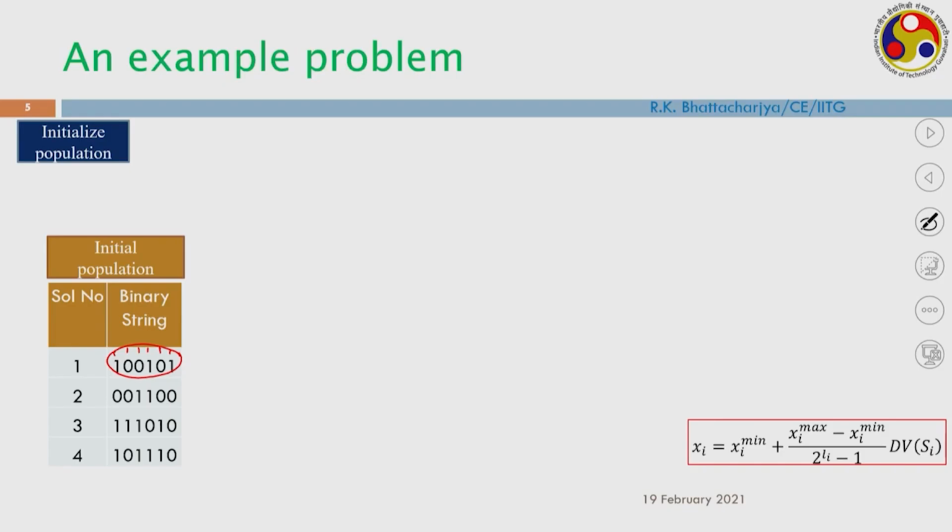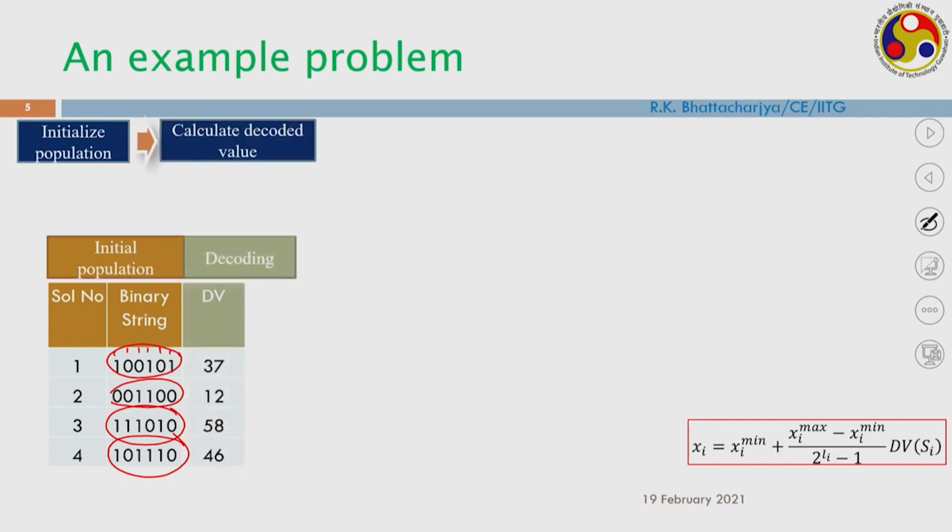So, I can generate this string randomly. Similarly, I will generate the second one also. This is the first solution, second solution, third solution, and then the fourth solution. So, this is one way to generate the binary string. Now, there is another way, and I will explain that one also.